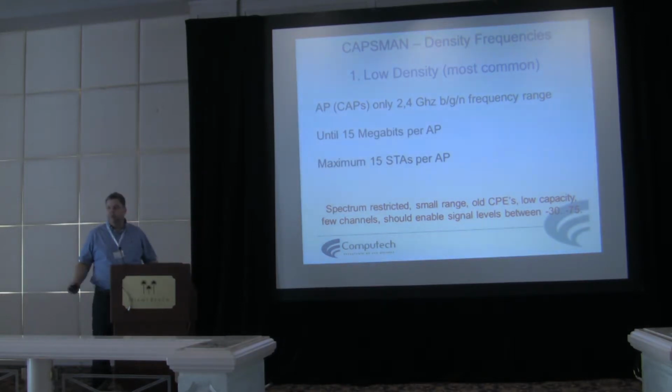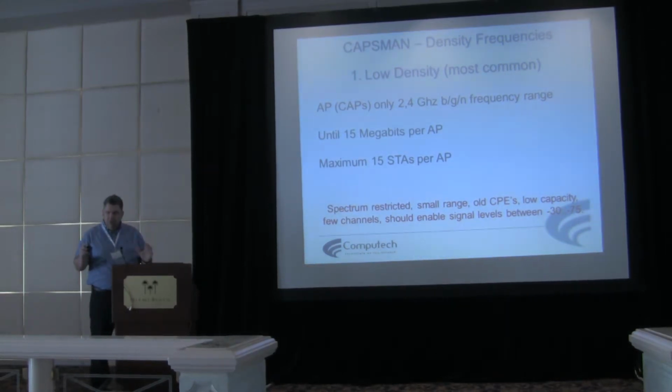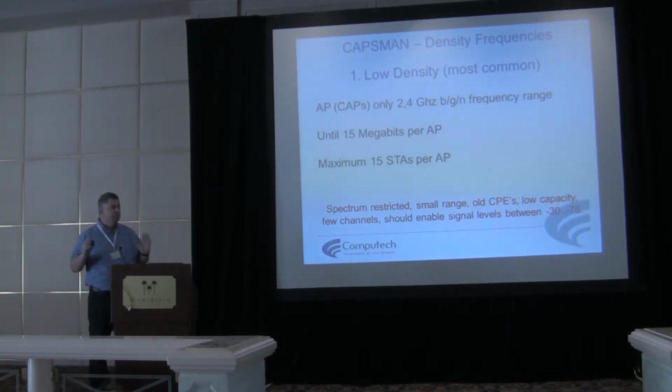The problem of a low density project is obviously little bandwidth. Spectrum in the 2.4 range is restricted. Usually you have old CPEs, low capacity. Some old CPEs only have the B mode, for example. This will decrease the performance of the entire network. And the signal range should be -30 to -75. So that is a low density network.